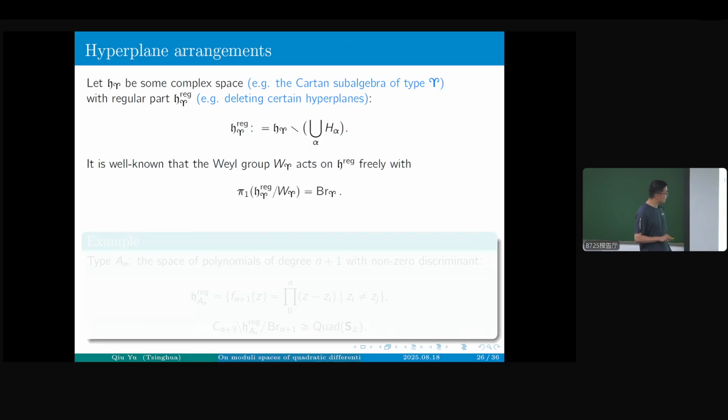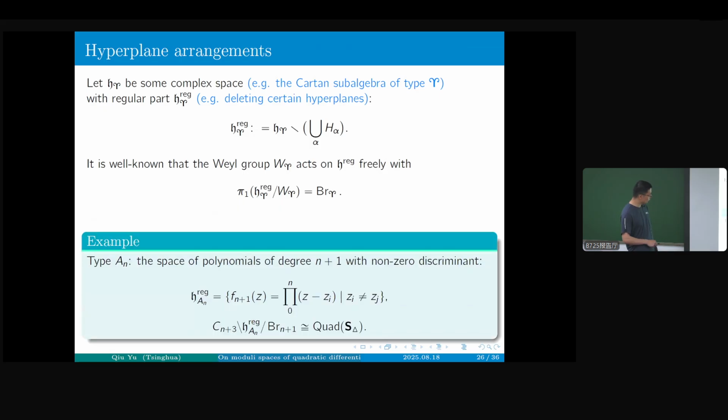It is well known that the Weyl group acts faithfully on this regular part, and the pi1 of this space of hyperplane arrangements equals the braid group. So for example, in type A_n, this regular part of the Cartan subalgebra also corresponds to polynomials, and the hyperplane you take out corresponds to the polynomials with multiple roots. So precisely the things appeared before.